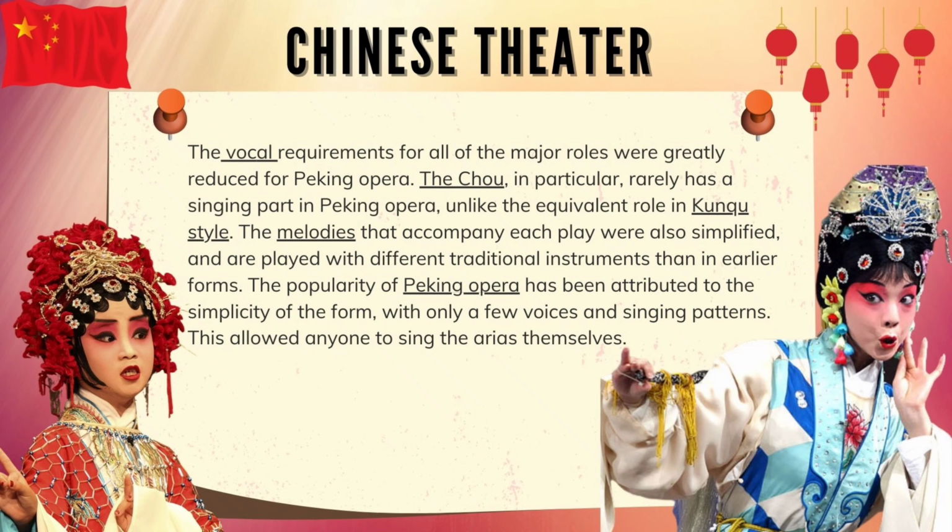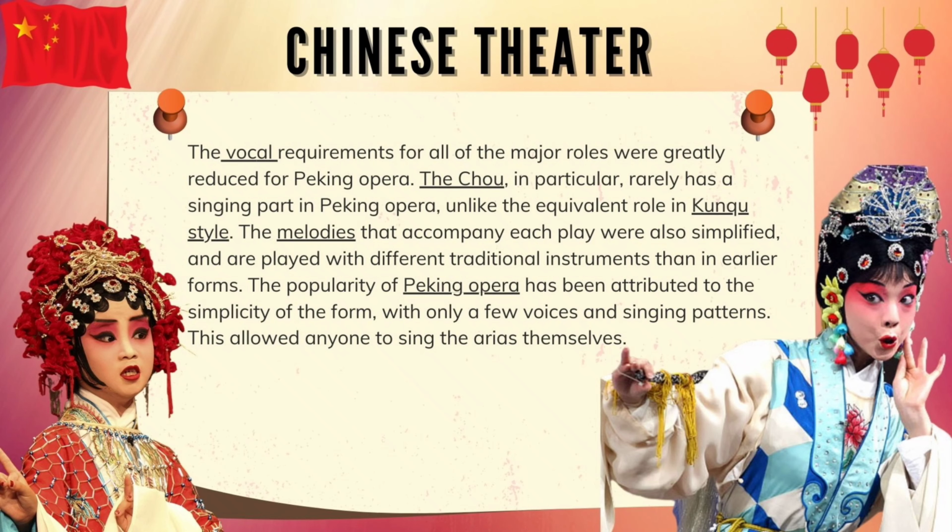The Zhou, in particular, rarely has a singing part in Peking opera. Unlike the equivalent role in Kung-Fu style, the melodies that accompany each play were also simplified, and are played with different traditional instruments than in earlier forms. The popularity of Peking opera has been attributed to the simplicity of the form, with only a few voices and singing patterns. This allowed anyone to sing the arias themselves.